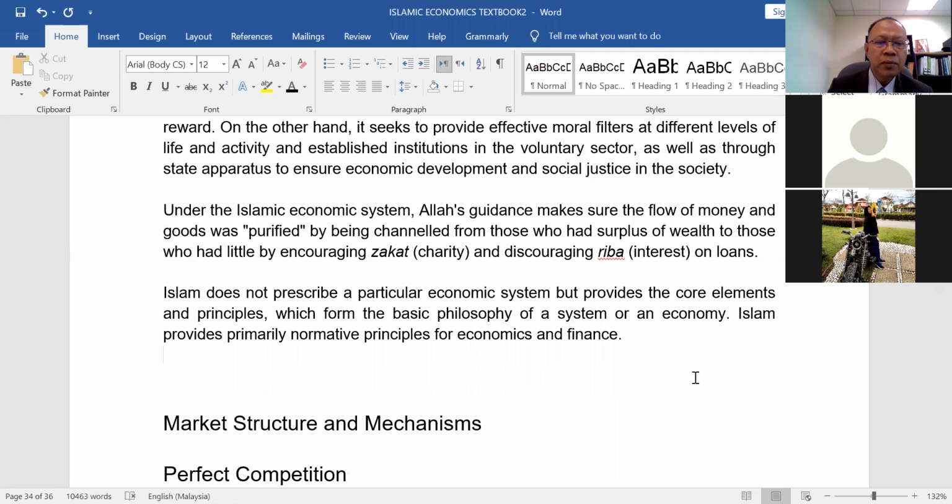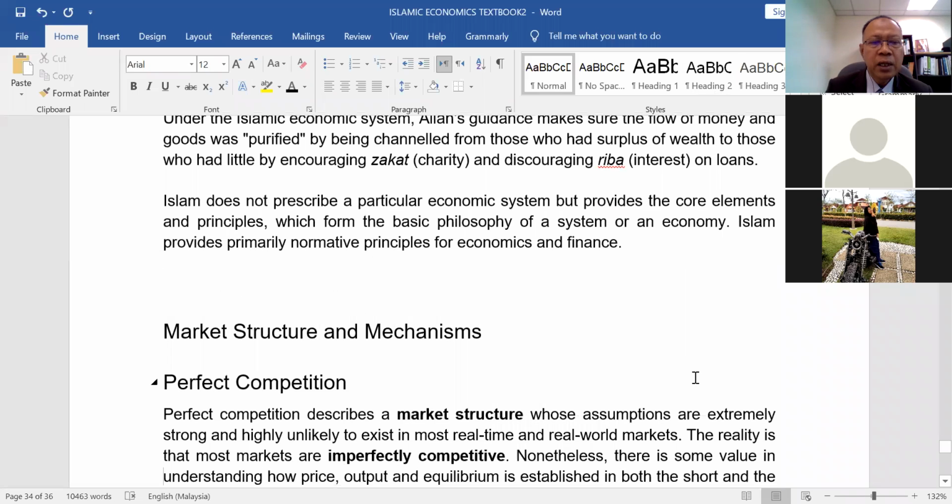Let's move on to market structure and mechanism. There are four market structures: perfect competition, monopoly, monopolistic competition, and oligopoly. So let's start with perfect competition.